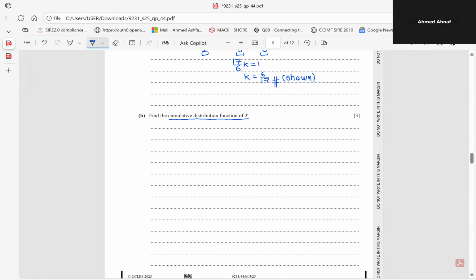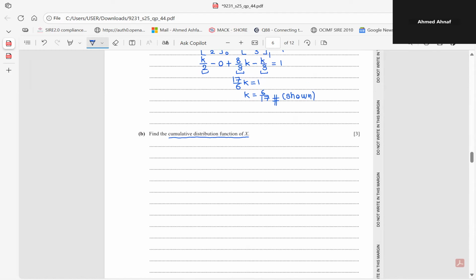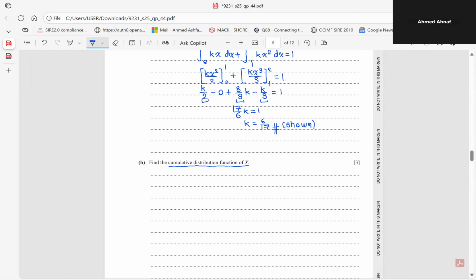So the cumulative distribution function of x is the function where, instead of integrating from one random variable to the lower random variable, you can just substitute a random variable into that function and you will get the probability of having a value less than or equal to that random variable.